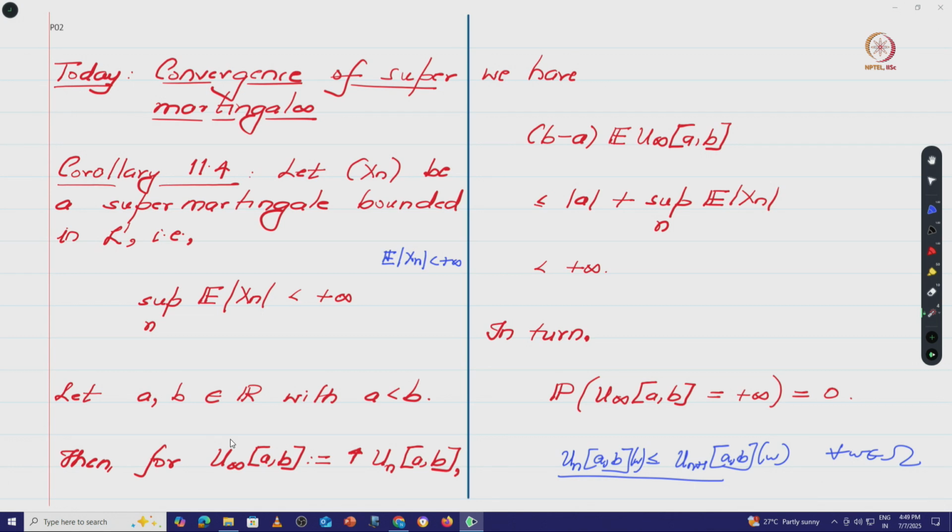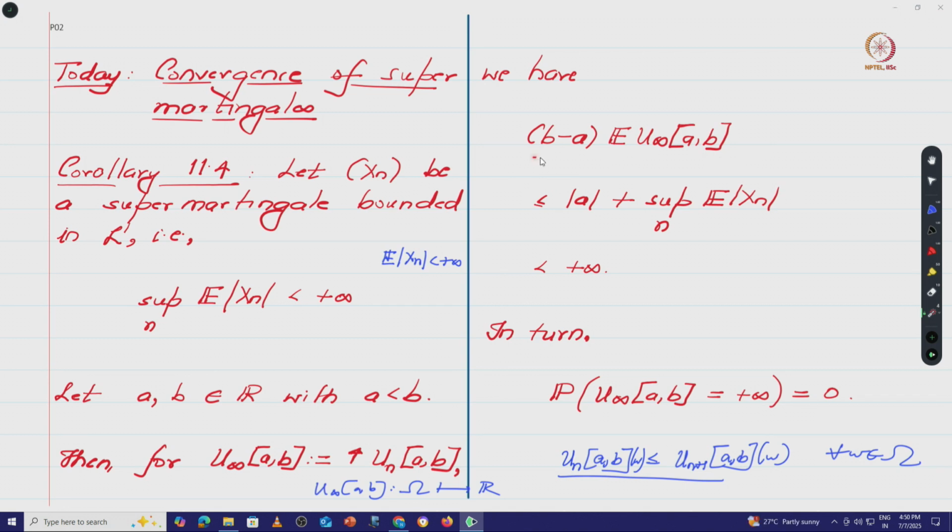So, U infinity of AB, I hope you are able to see, is again some function from omega to R. Okay. So, what does this result say? This result says that suppose you have a supermartingale which is bounded in L1 and you have real numbers a and b such that a is less than b, then your U infinity random variable satisfies the following relation.